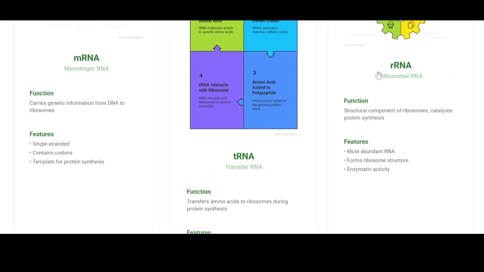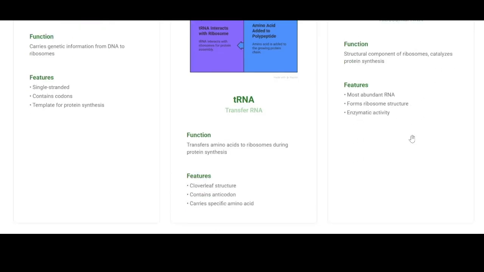Now let's move on to the ribosomal RNA. It is the structural component of ribosomes where it catalyzes protein synthesis. It is the most abundant RNA, it forms the ribosome structure, and it is involved in enzymatic activity.